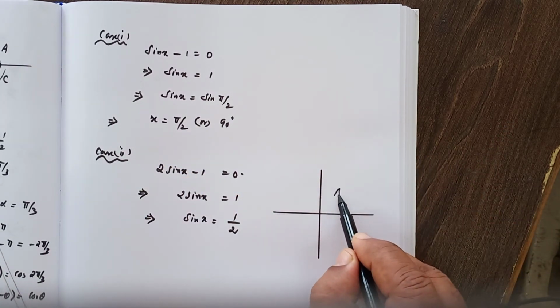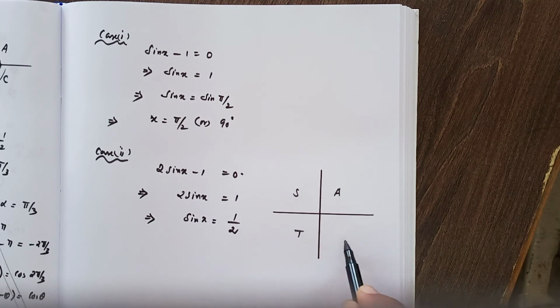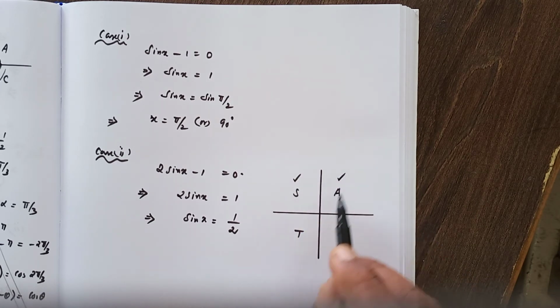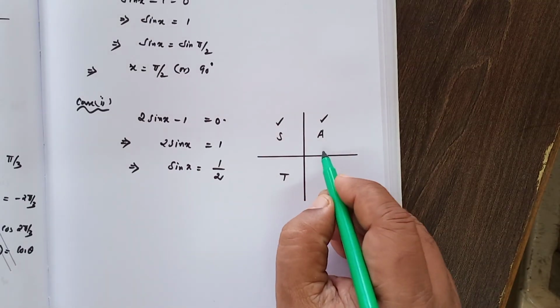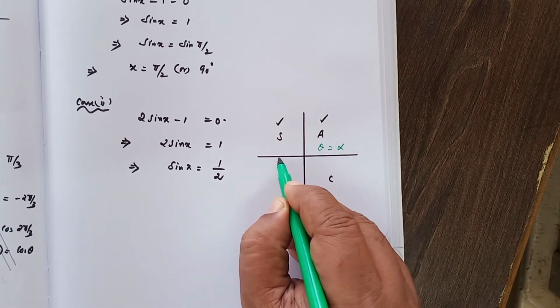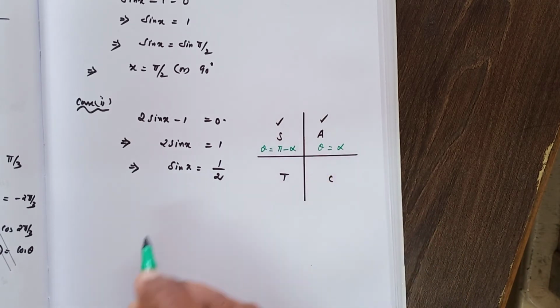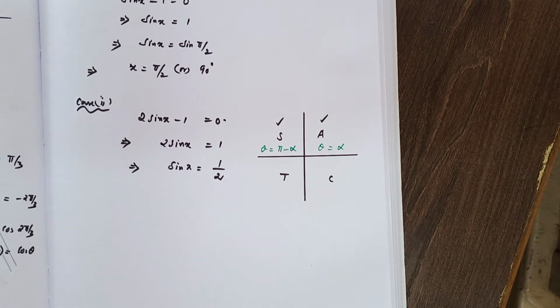Here A, S, T, C. Here sin is positive. Here also sin is positive. Okay. In this quadrant, theta is equal to alpha. Here theta is equal to pi minus alpha. Okay, so which one is alpha?